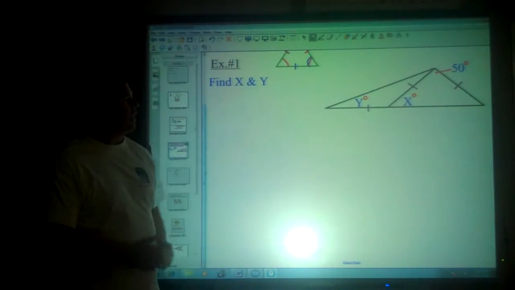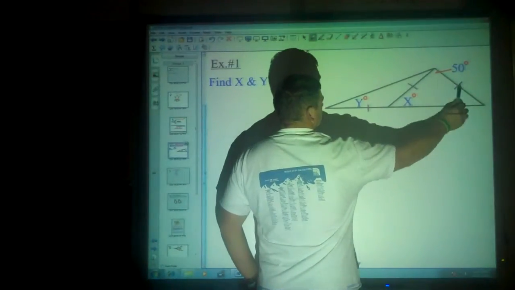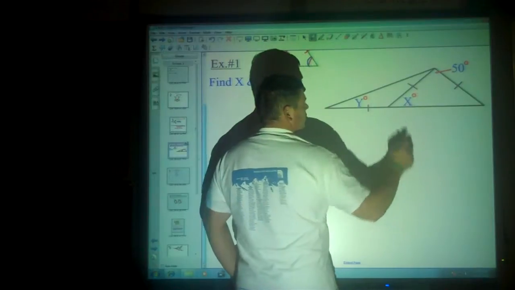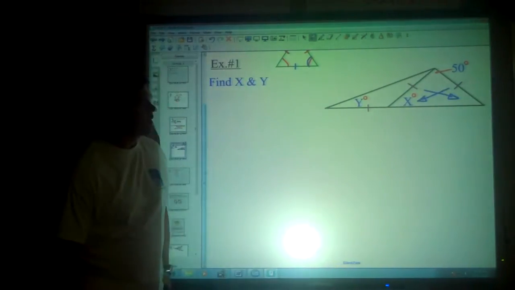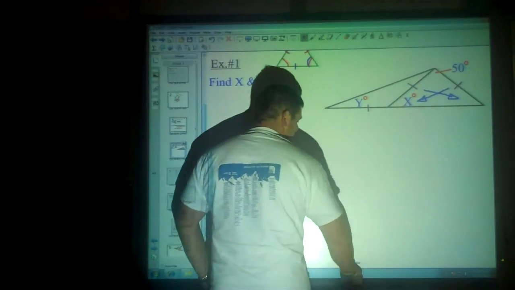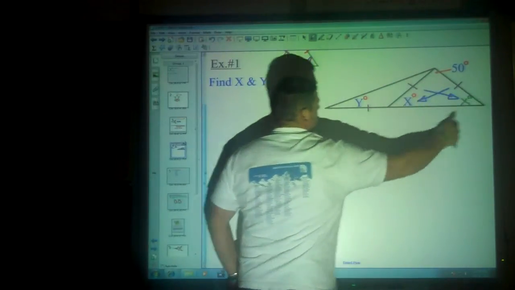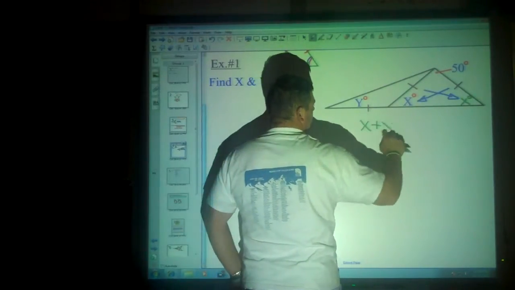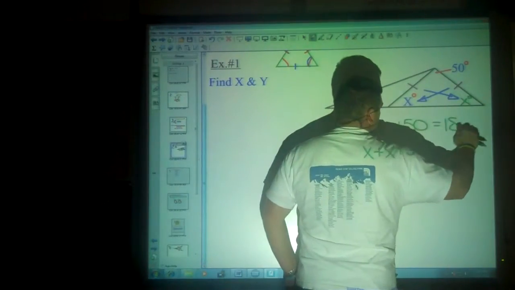We want to find the values of x and y. We know we're dealing with an isosceles triangle because these two sides are the same, which means that angle and that angle have to be identical to each other. And if you know this one is x, it means that this one over here must also be x. And now all triangles equal 180 degrees, so x plus x plus 50 has to equal 180 degrees.